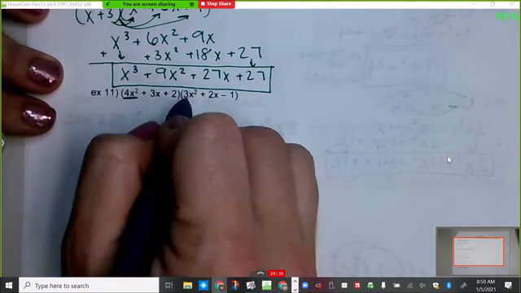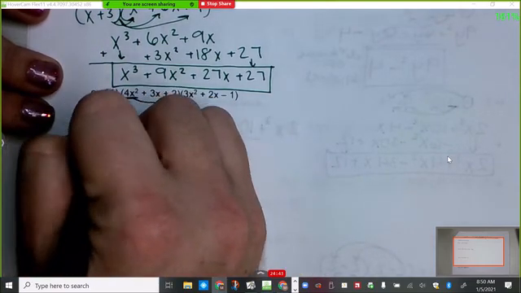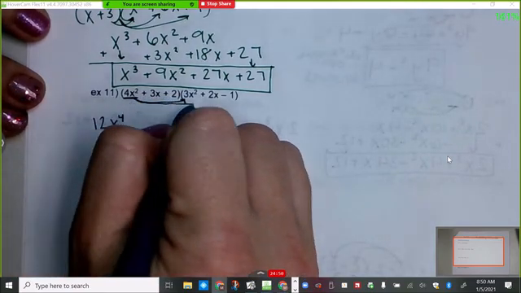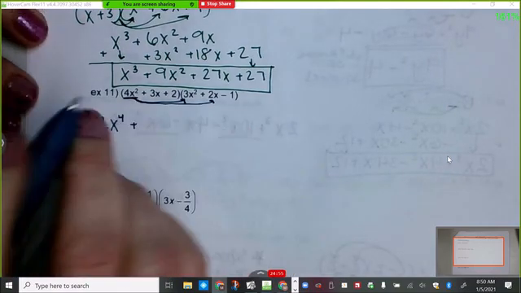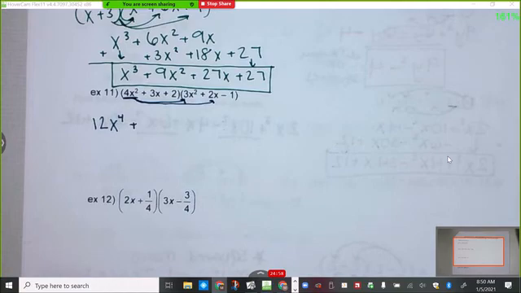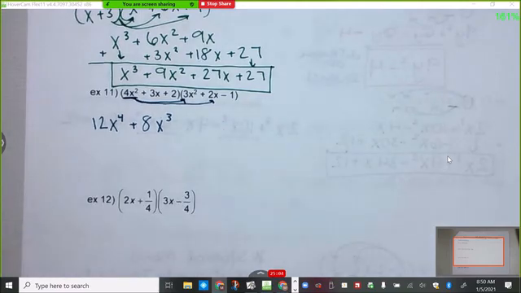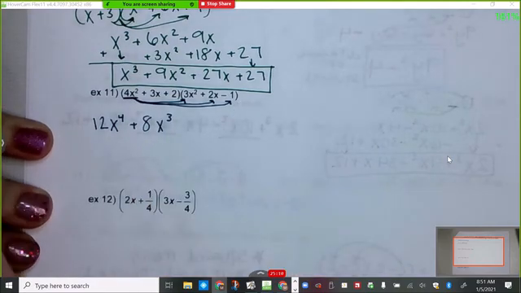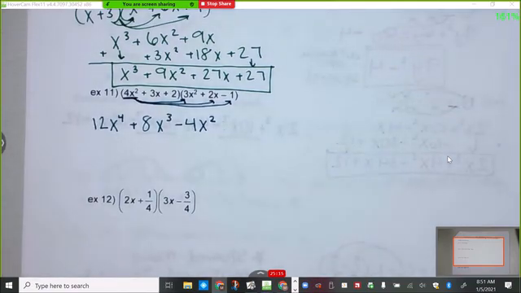What's 4x squared times 3x squared? 12x to the what power? 2 plus 2 is 4. 4x squared times 2x? Sorry, I can't hear. Masks make y'all muffled, and it's hard for me to hear if I'm not focused. Okay. And then 4x squared times negative 1 is just negative 4x squared.